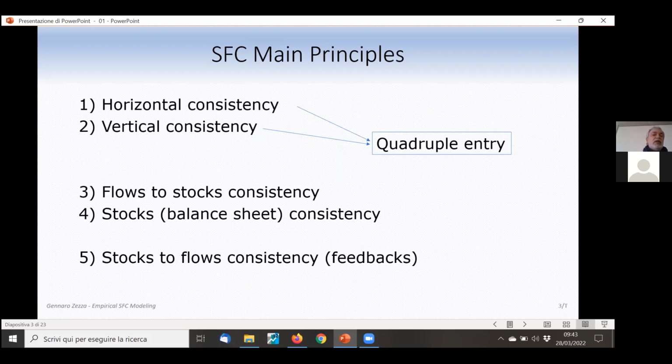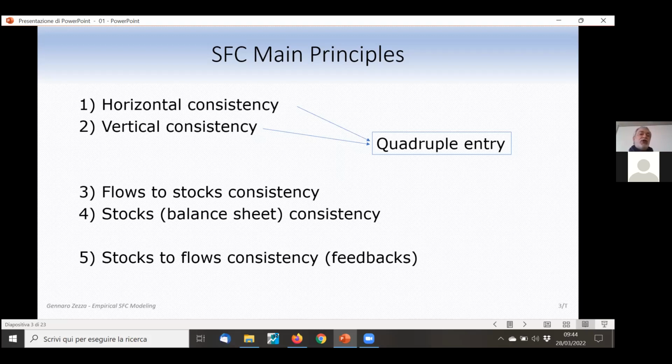The second principle is the vertical consistency, which implies that when, let's say, somebody buys a car, he or she is paying with some kind of financial instrument, maybe a bank deposit. So you have a recording both on the expenditure side, on consumption of durable goods, and on the financial account for the reduction in the balance of whomever is buying the car.